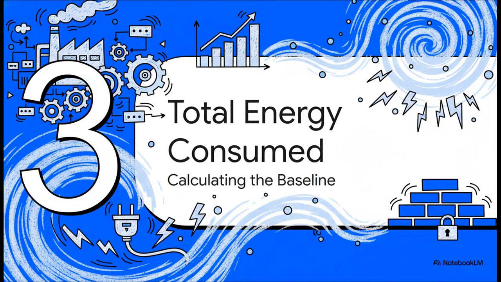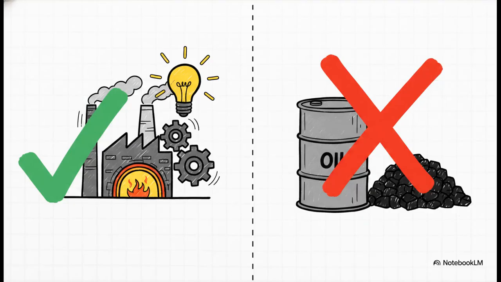Which brings us to Section 3, total energy consumed, calculating the baseline. First things first, to get this right, you've got to capture the absolute total of the energy you used. Total energy literally means everything. It includes all the energy you purchased from external sources, plus all the energy you generated yourself. We're talking direct fuel usage, purchased electricity, heating, cooling, steam, the whole shebang. But actually, there is a critical qualifier here. It only includes energy that was directly consumed by your entity during the specific reporting period. So you aren't counting fuel just sitting unused in a storage tank. You are only counting what was actually burned or consumed.